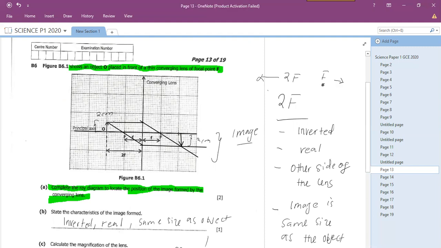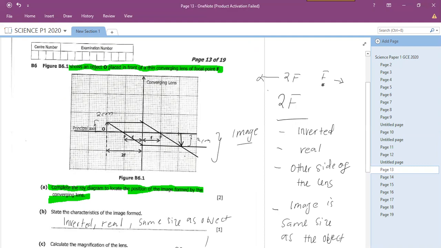So the second ray has to pass through this focal point. We just can't draw a diagram directly across. We have to take into account this as the first focal point there. So it will pass through the first focal point, it hits that part, then it will go directly parallel to the principal axis and they'll converge. So the image is going to be formed there.